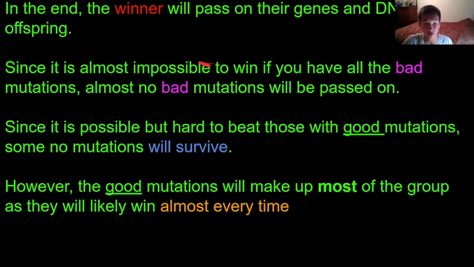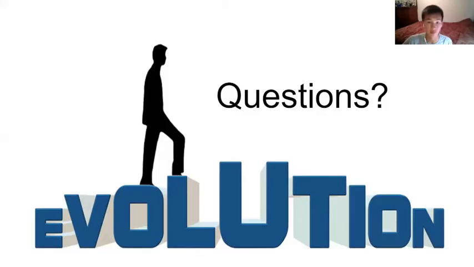This is what it's saying here: since it's almost impossible to win, if you have all the bad mutations, almost no bad mutations will be passed on. Having no mutations is possible, but hard to beat those with good mutations. Some with no mutations will survive, so those are just, remember, the normal. However, the good mutations have the highest chance to win almost every time, and that's why they're going to make up the majority.